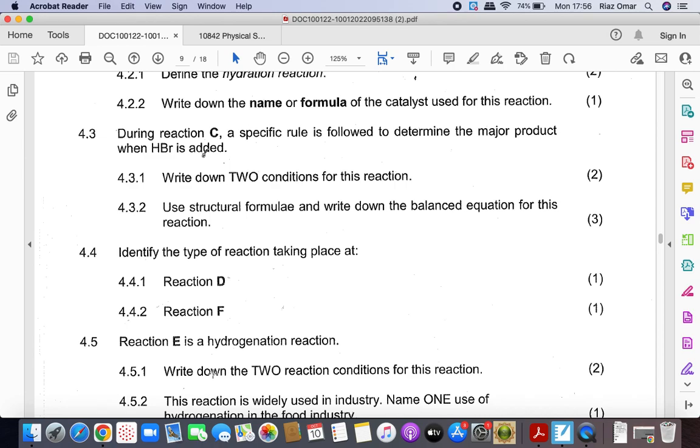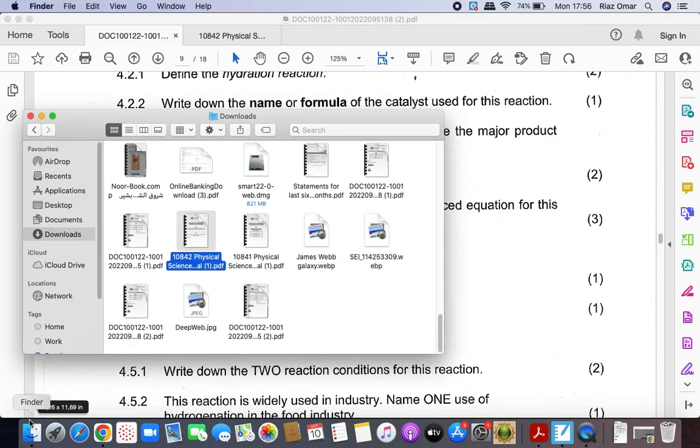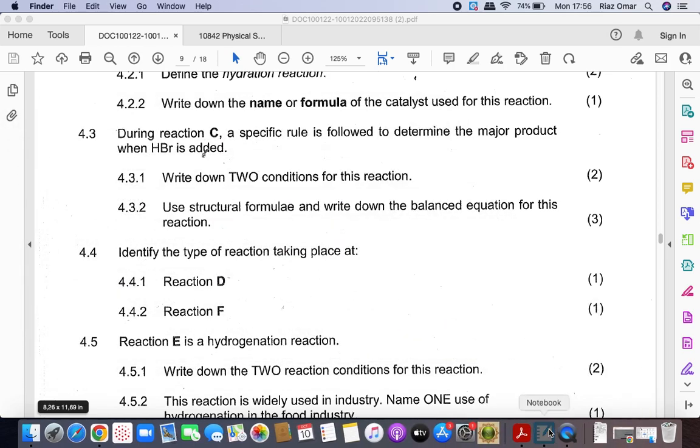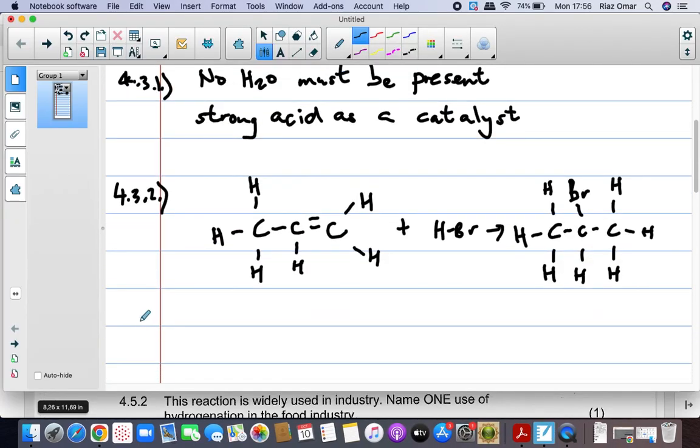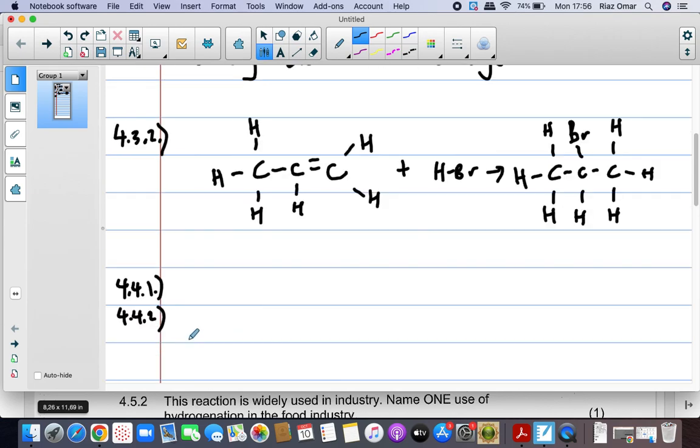Identify the type of reaction taking place at D and taking place at F. 4.4.1 and 4.4.2, at D and at F.